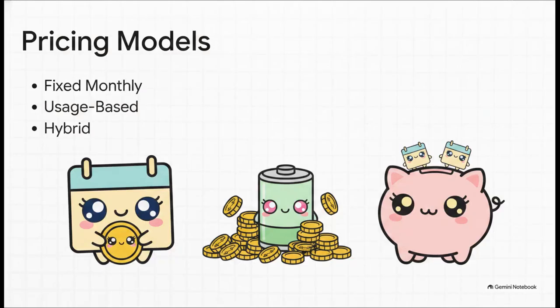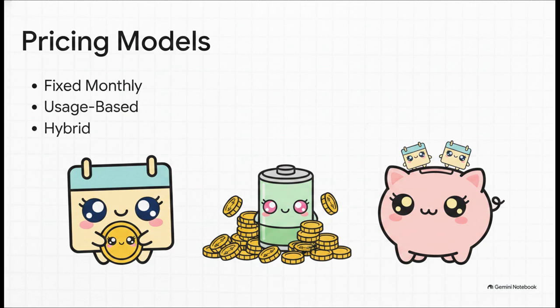Now, to capture the value you've created, you have to align your pricing structure with how your customers actually use the product. If you get this wrong, it can completely stifle your growth. You might charge a flat monthly rent, say $49 a month. Or if you're running a heavy AI tool where your own costs scale up with their usage, you might charge per API call or per gigabyte.